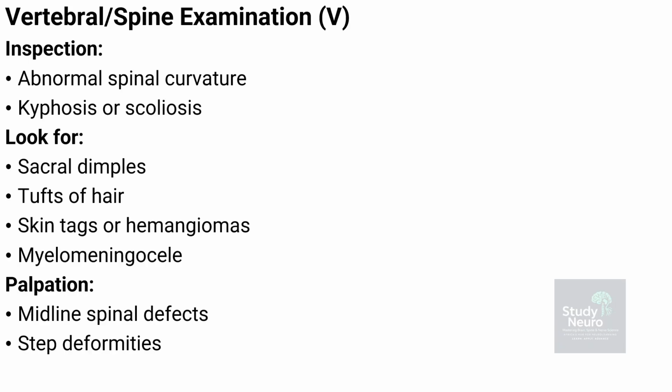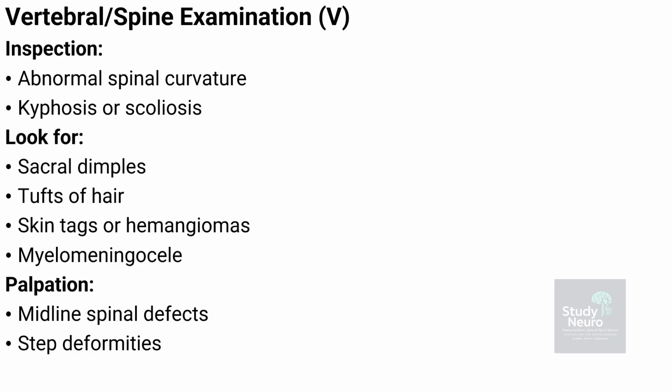The vertebral and spine examination is an essential part of the systemic evaluation in children with congenital hydrocephalus, particularly because spinal anomalies such as myelomeningocele may coexist and contribute to neurological deficits. Begin with a careful inspection of the spine. Look for abnormal curvatures, including kyphosis or scoliosis, which may indicate underlying structural or neuromuscular abnormalities.